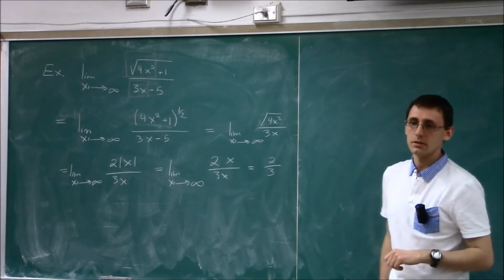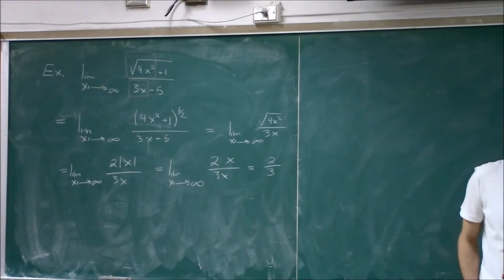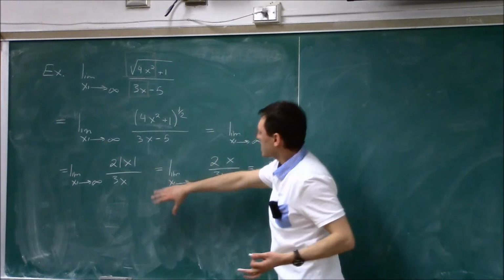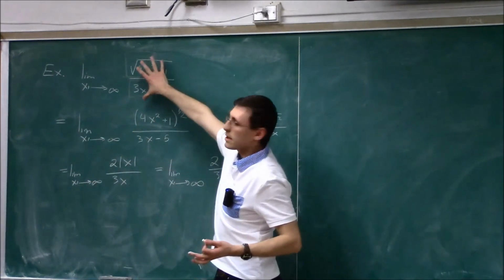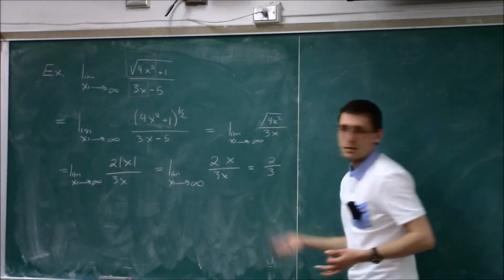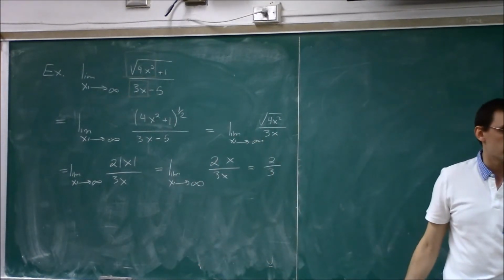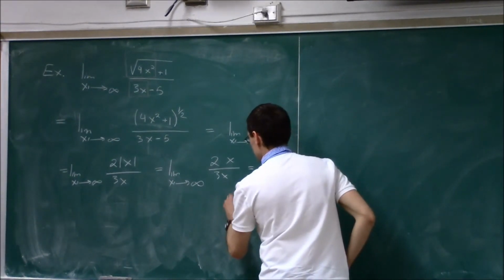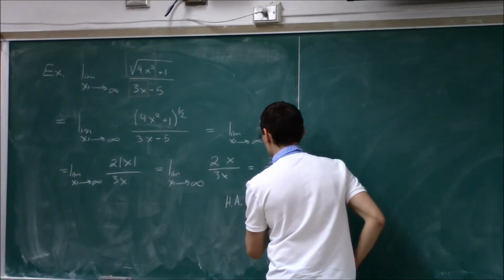Or not? I got 2 over 3. That's the asymptote. Asymptote just means that for very large values of x, if I don't do the limit and put in a very large value of x, this more ugly expression starts just looking like y equals 2 over 3. Right? So we have horizontal asymptote y equals 2 over 3.